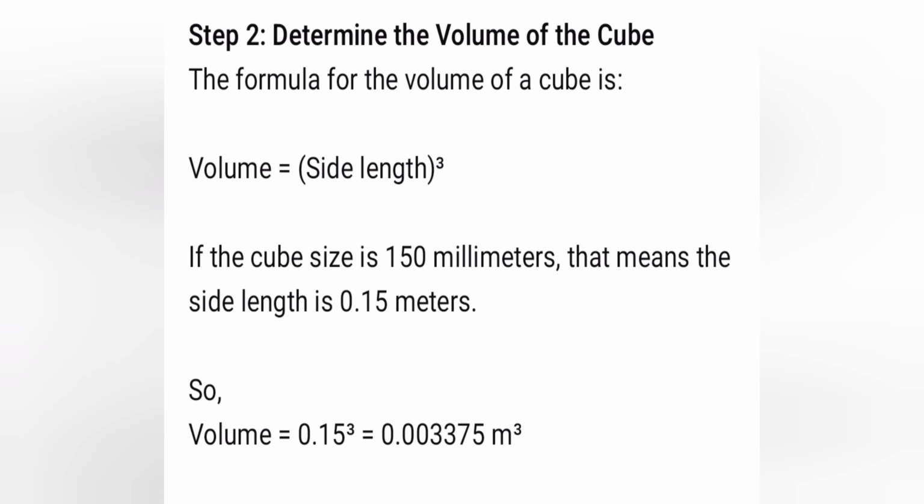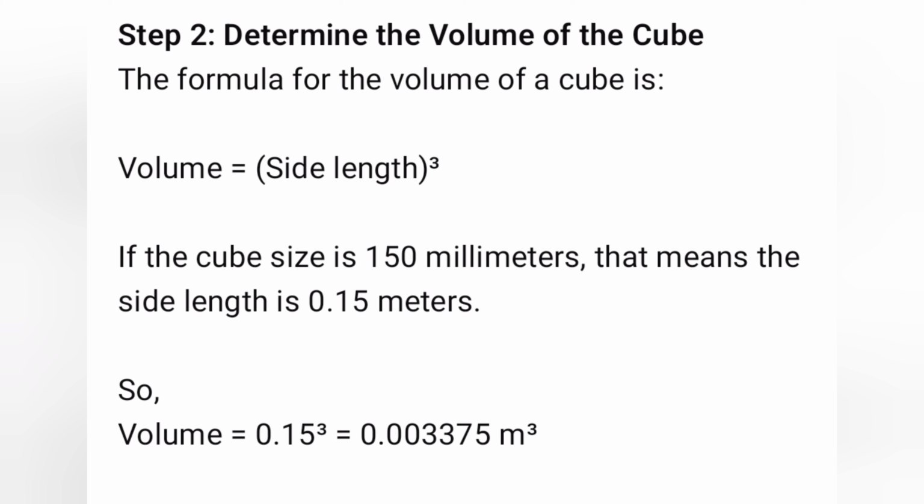Step 2. Determine the volume of the cube. The formula for the volume of a cube is volume equals side length cubed. If the cube size is 150 millimeters, that means the side length is 0.15 meters. So volume equals 0.15 cubed, which equals 0.003375 cubic meters.